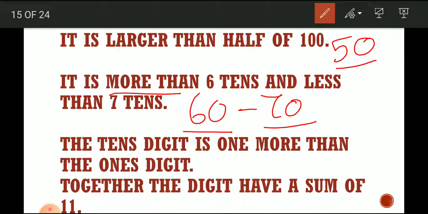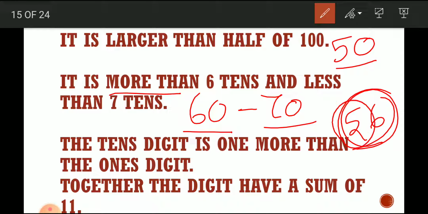If we see the last clue, we will get the answer. Together the digits have a sum of 11. If we add the two digits, we will get 11. So which numbers make 11? That is 5 and 6. If we take 56, it is more than half of 100. But see the second clue: it must be more than 6 tens and less than 7 tens, but here it is 5 tens, so this is not the answer.